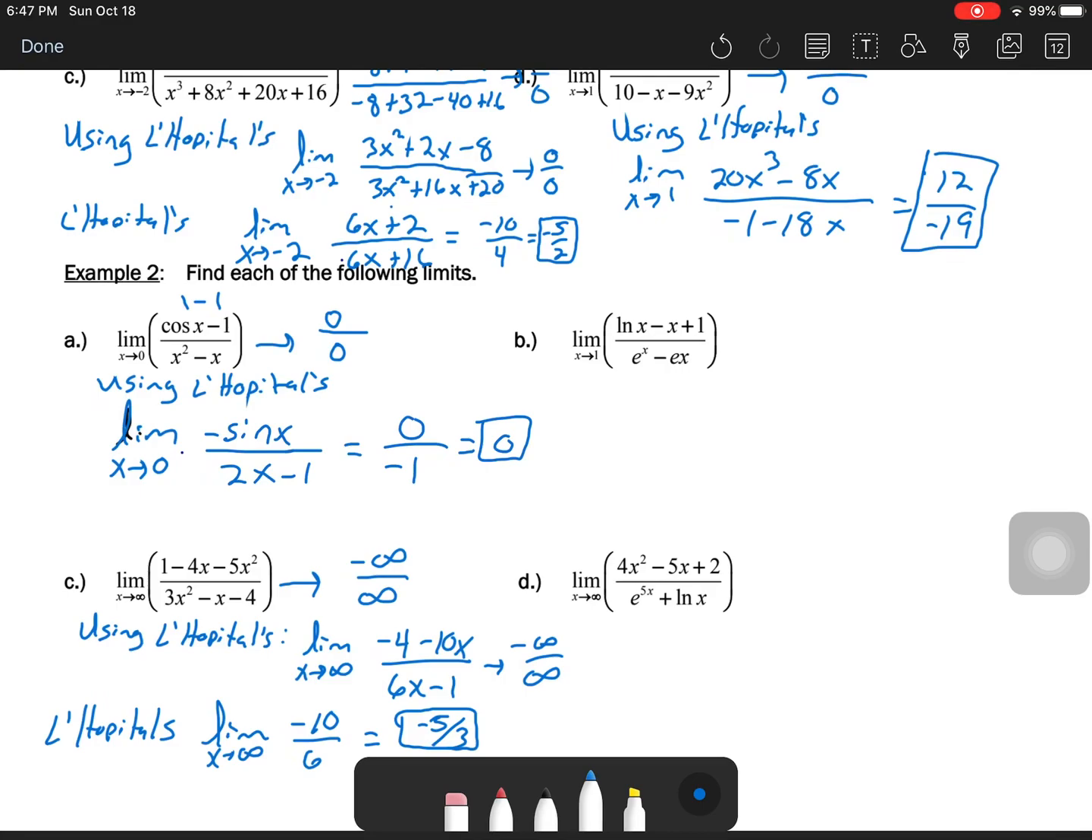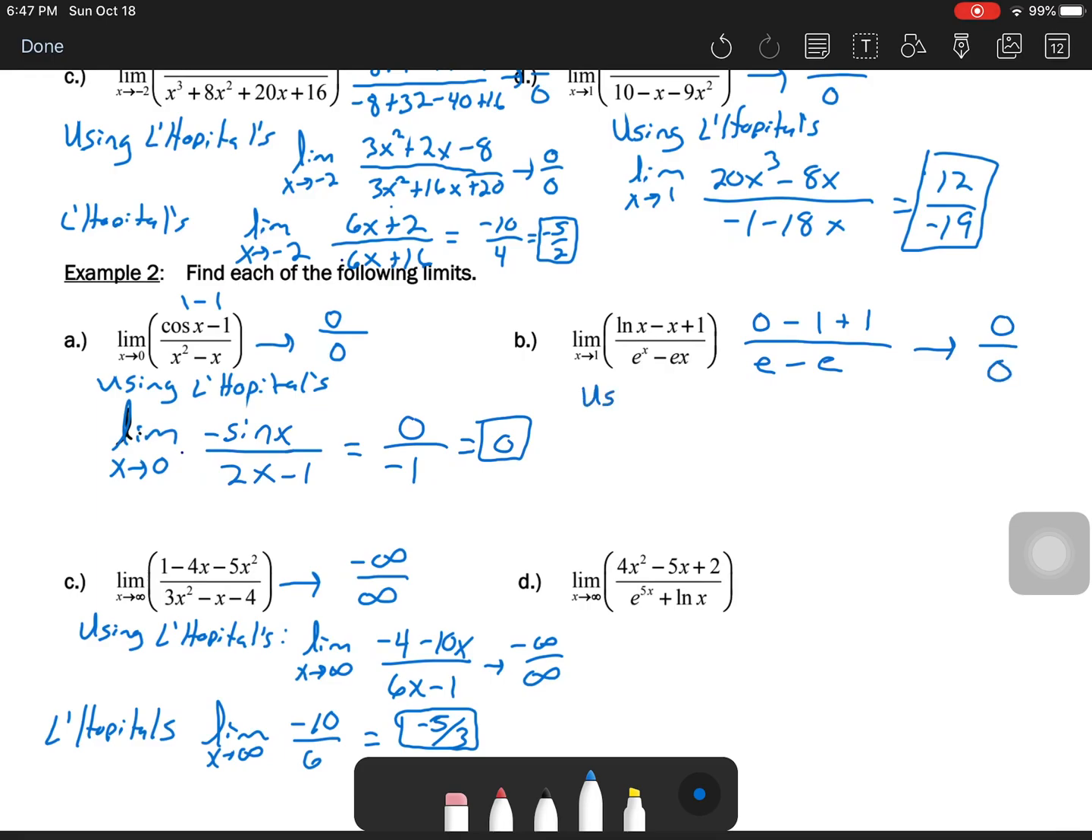Next one. So we've got a limit as x approaches 1. So ln of 1, remember, any log of 1 is always 0. So that's 0 minus, and then we're putting in a 1 there, so 0 minus 1 plus 1, so that's going to be 0. And then on the bottom we've got e to the first minus e times 1, so e minus e, so this yields a 0 over 0.